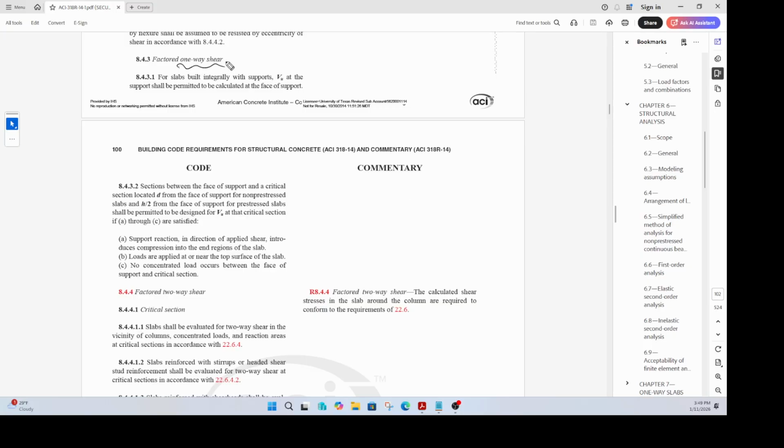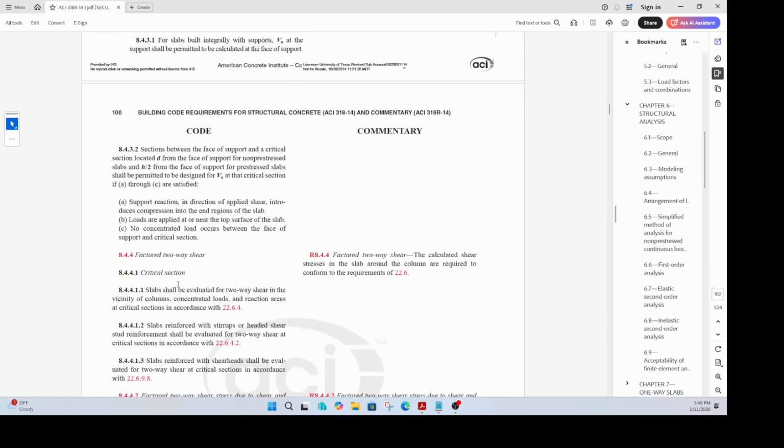Mostly two-way shear is important in two-way slab. But factored one-way shear, how do you calculate it? Factored two-way shear, how do you calculate it? So for one-way shear, what is your critical section, and for two-way shear, what is your critical section? That is all described here.